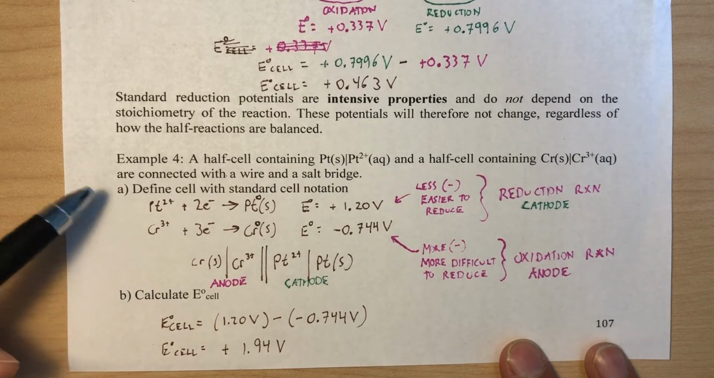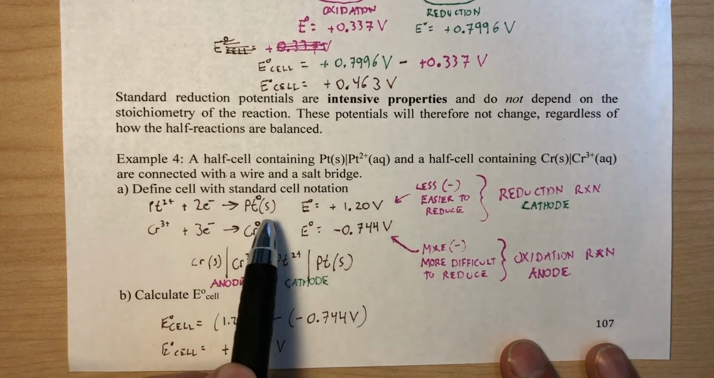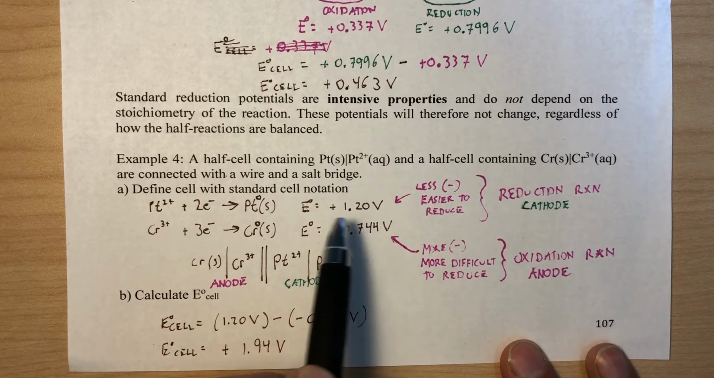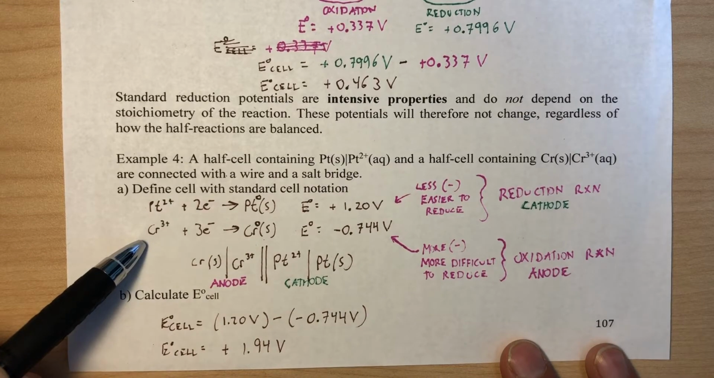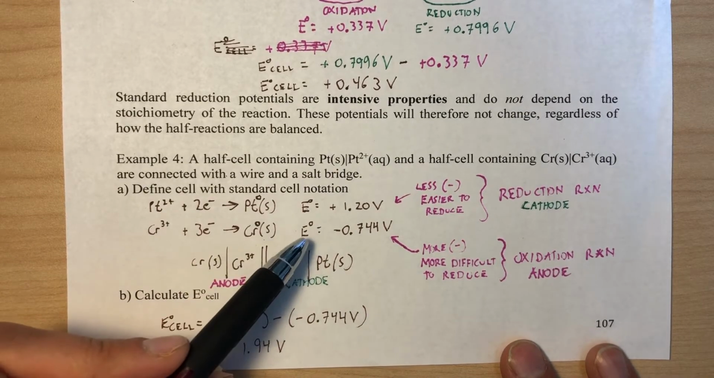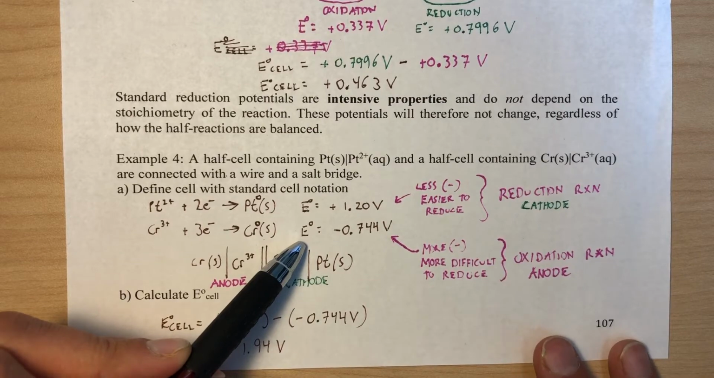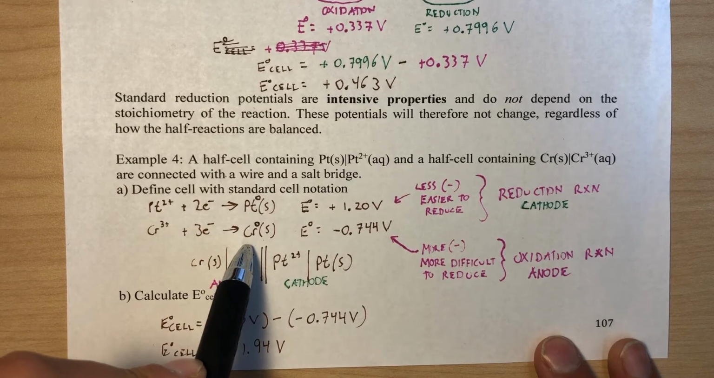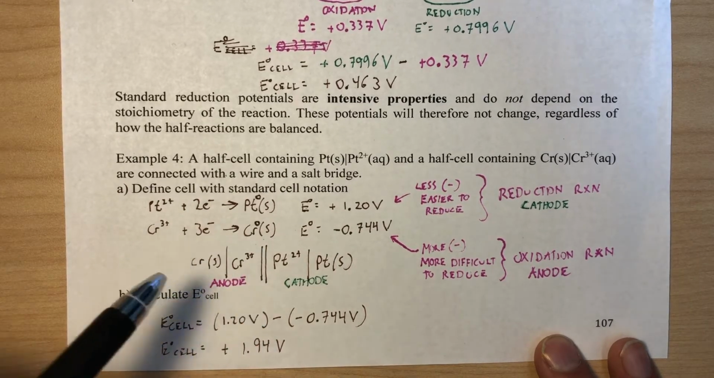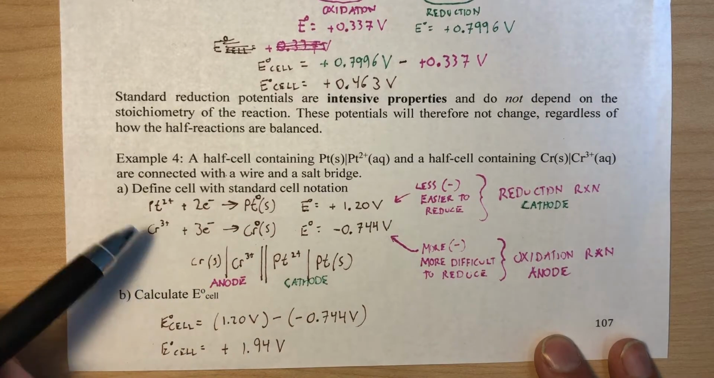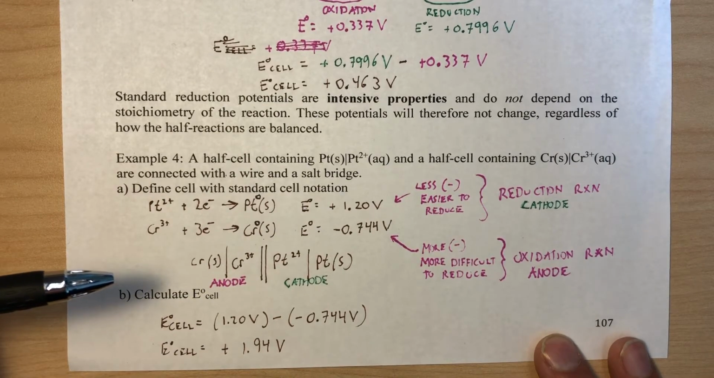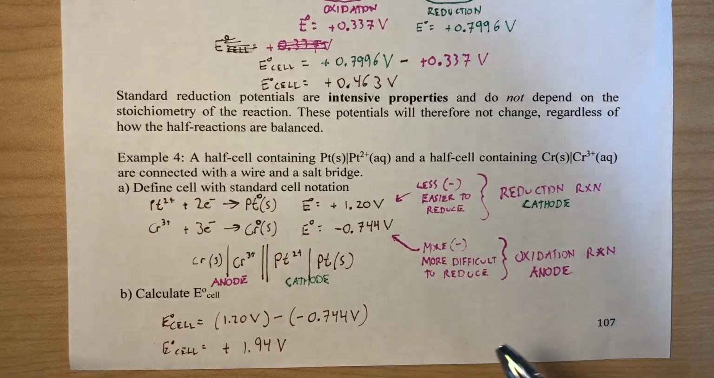So what we're going to do is define the cell. Platinum 2+ is reduced by 2 electrons to form platinum solid. That has an E cell of positive 1.20. Chromium 3+ is reduced by 3 electrons to form chromium 0, which has an E cell of negative 0.744 volts. So those are our two reduction potentials for those two reactions. What we need to do is figure out which one is going to be the cathode, which one is the anode. If we were combining these and showing an overall reaction, once we identify the anode, we actually have to flip it because the anode's an oxidation. But we'll get to that in a second.